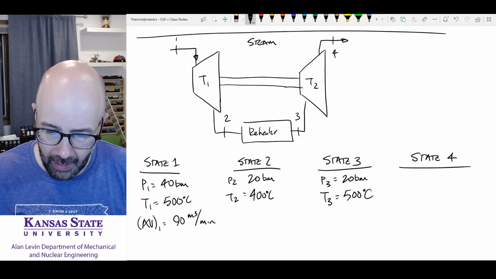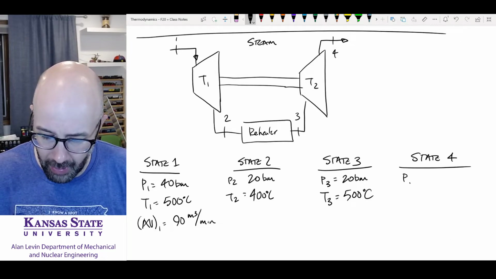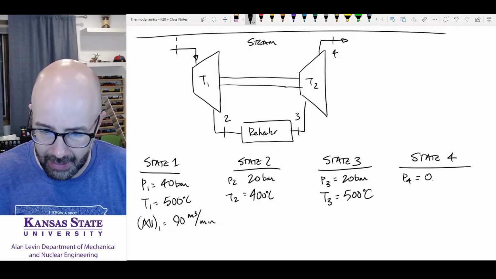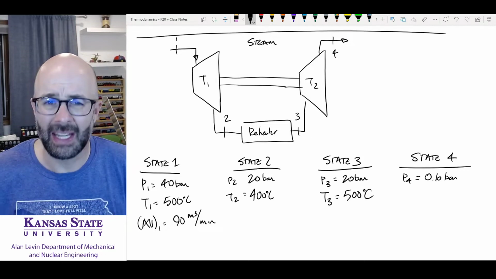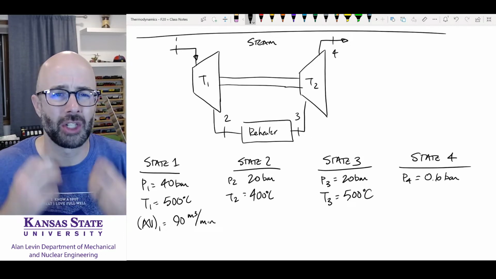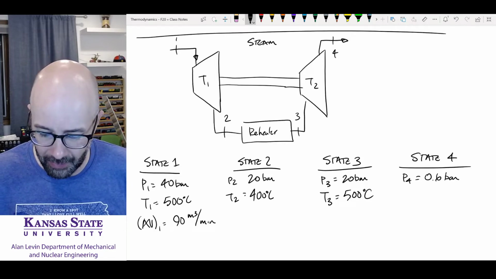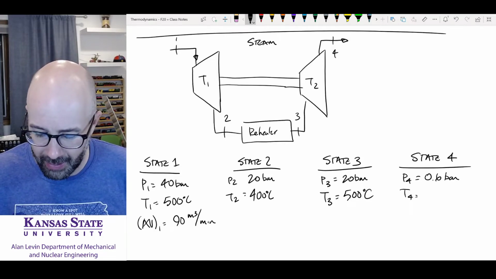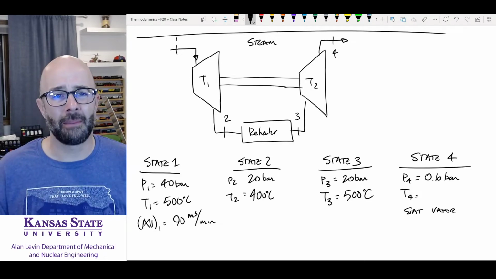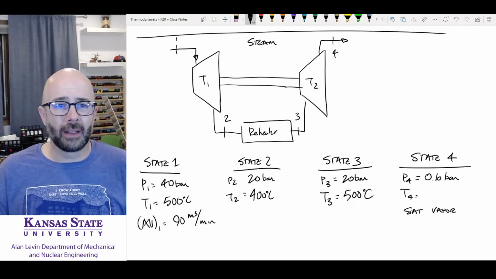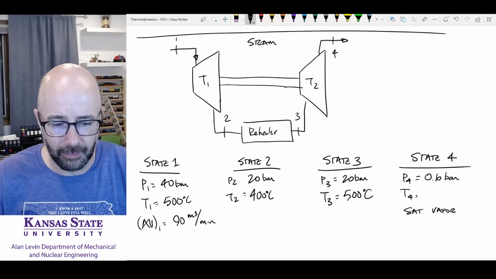State 4, now we get our pressure P4 all the way down to 0.6 bar. We've taken everything out of that. We've gotten the pressure now below atmospheric. And temperature T4, we don't know, but we know it's a saturated vapor. So this is what typically happens. We reheat our flows all the time there.